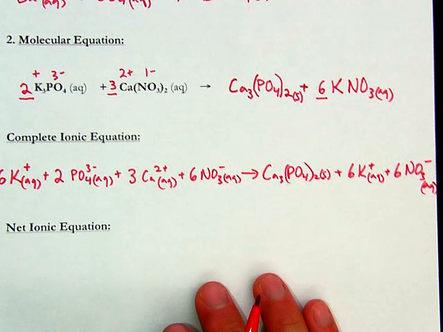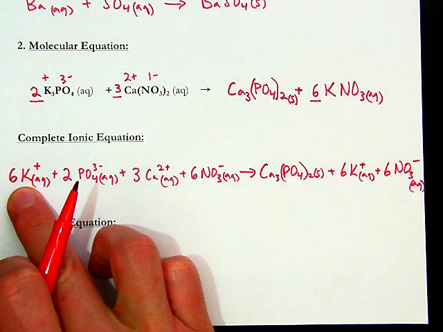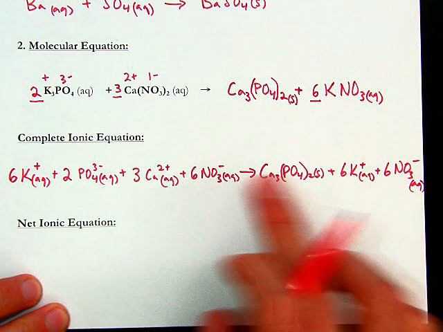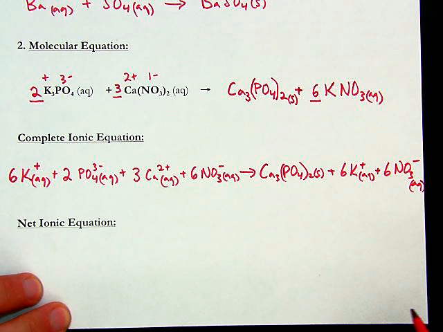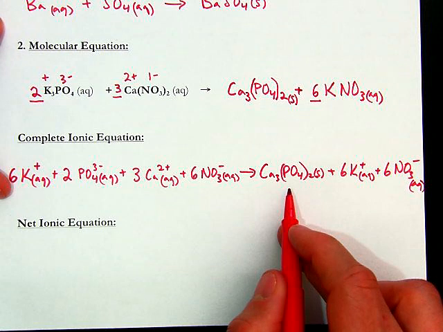This is our complete ionic equation. Notice I have 6 potassiums floating around before, I have 6 potassiums floating around afterwards. Same with nitrates. Those are spectator ions. We're not going to include them. We only include the stuff involved in making the solid.